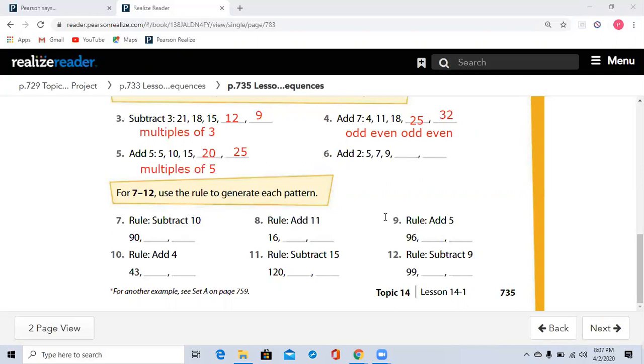Now we need to add the number 2, starting at the number 5. 5 plus 2 is 7. 7 plus 2 is 9. 9 plus 2 is 11. 11 plus 2 is 13. We can clearly see that these are not multiples of 2, but by adding 2 all the time, we can see that these are all odd numbers.